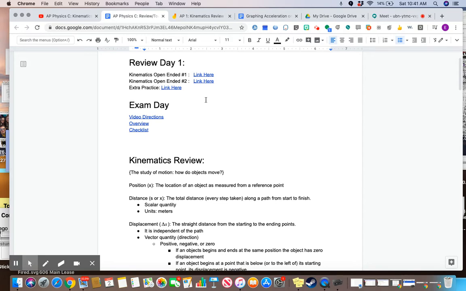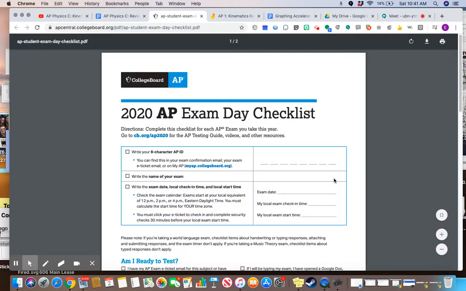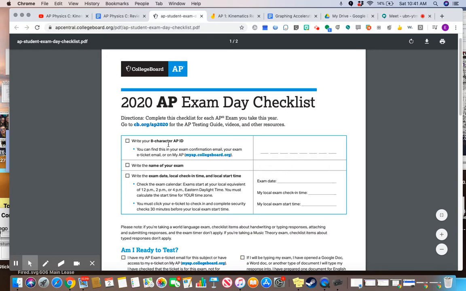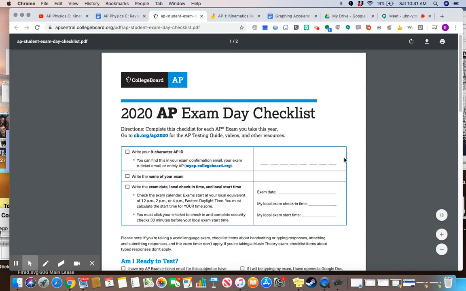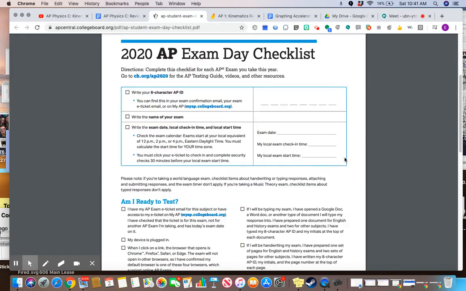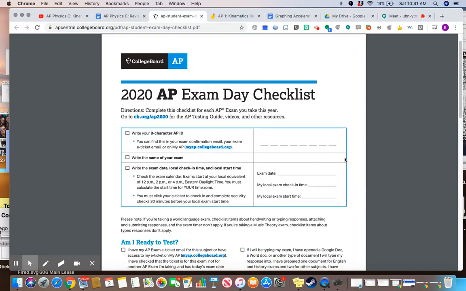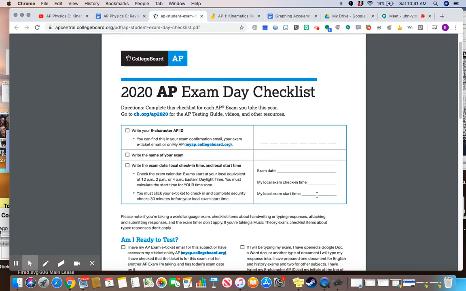So I'm just going to take a few minutes to first talk about the actual exam and the exam day. Okay, so before your exam day, there's a checklist that you need to complete and print out. And that's linked in the agenda. So your checklist, you need to know your 8-character AP ID, and you need to handwrite it down on this piece of paper. So I suggest that you print this out at home if you have a printer. If not, just write down the information you need on a piece of paper. It's really that simple, okay? You don't need a printer.